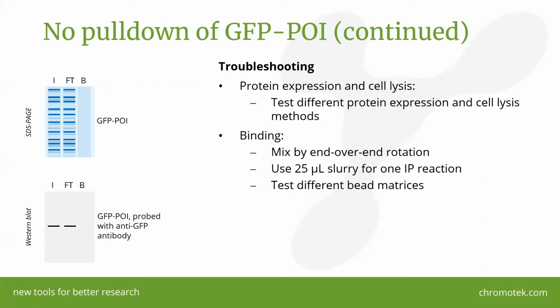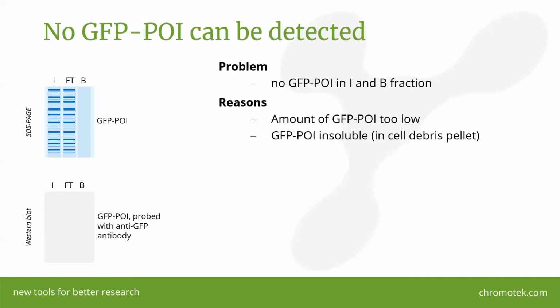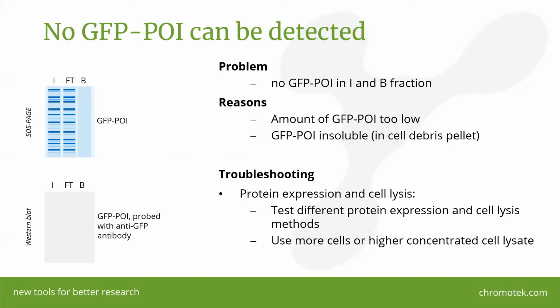The next case we focus on is very similar to that case. The difference is that there is not only no GFP fusion protein in the bound fraction, but there is also no fusion protein in your input. So the reasons can be that the protein of interest concentration is too low because it is low abundant and below the detection limit. Or your protein of interest is insoluble because it's aggregated and found in the cell debris fraction after cell lysis. What can you do to avoid this?